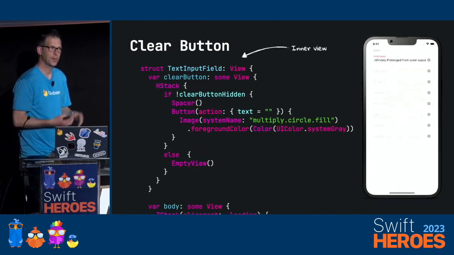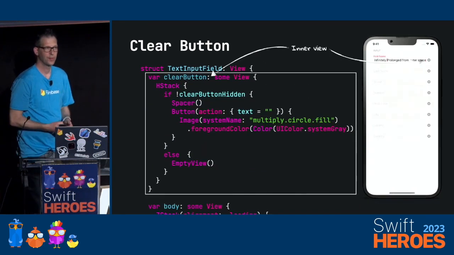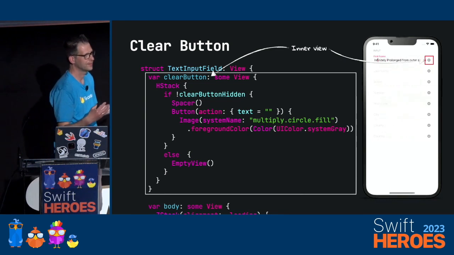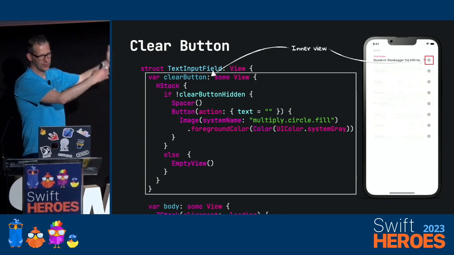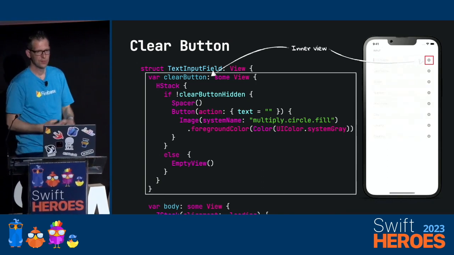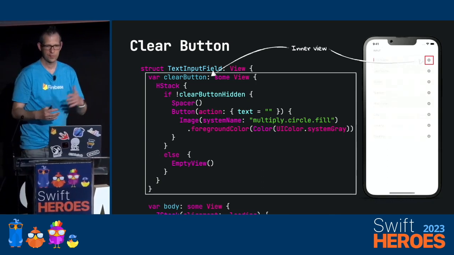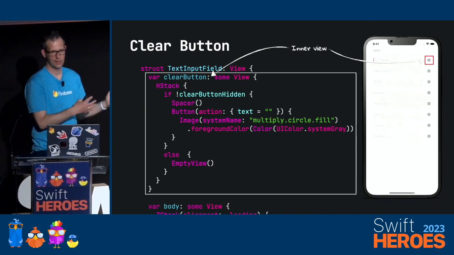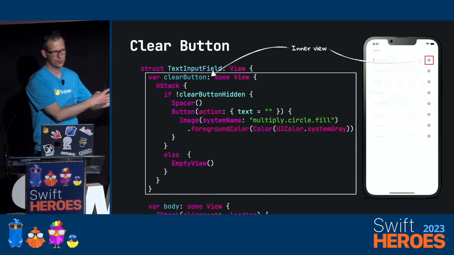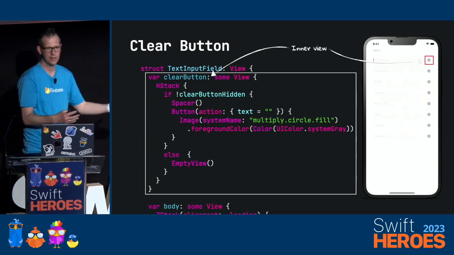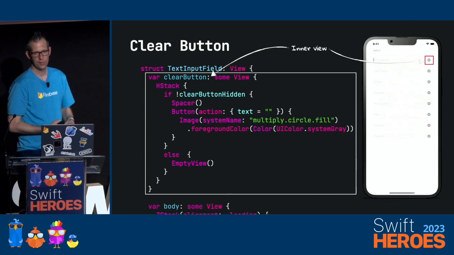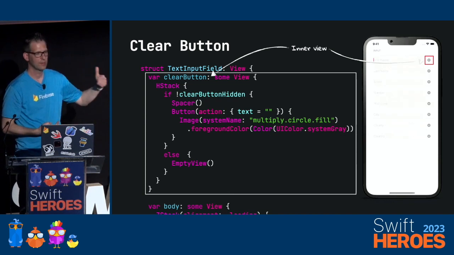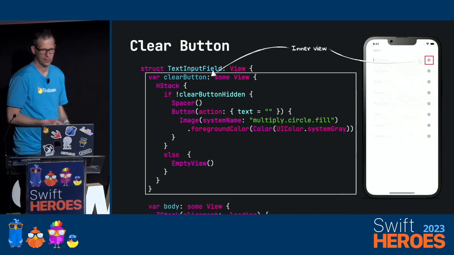So first thing, let's build the UI for it. We are using this trick, or this technique I showed you at the beginning, to have an internal view that is part of our outer view to define this clear button. When the clear button is visible, we want to have a spacer to push it to the right. We have a button. It doesn't have a text, but it has an image inside. We use gray as a foreground color. And if the button is hidden, we will just use an empty view, so nothing is shown.